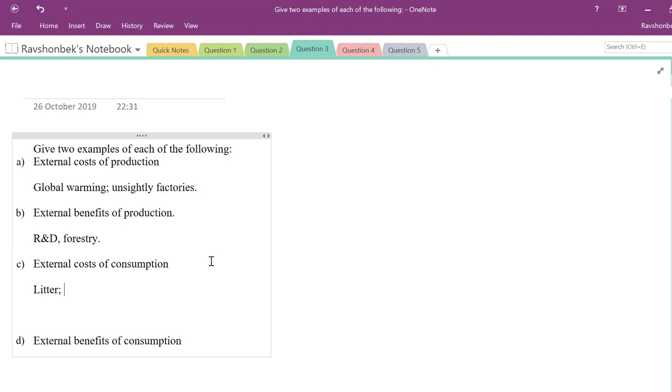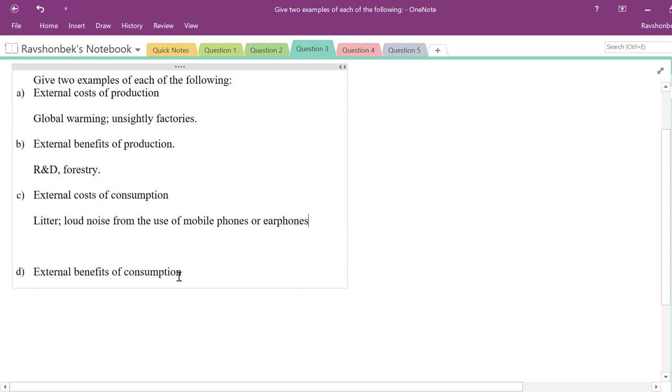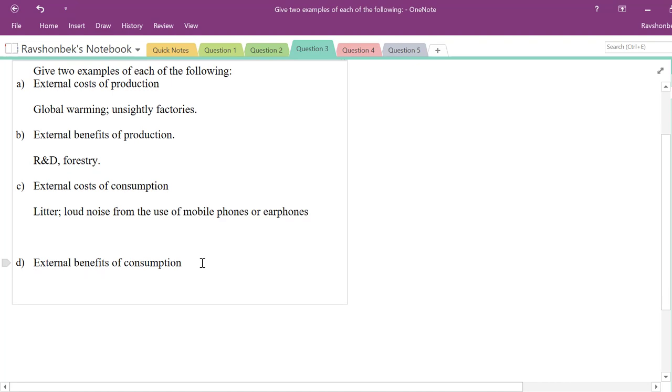Or some people talk loudly on mobile phones. By consuming mobile phone services, they just talk loudly and then they distract others. So yeah, these are the external costs of consumption. Or smoking, for example, is another. Loud noise from the use of mobile phones or e-phones, yeah. That's the second one. Next one.